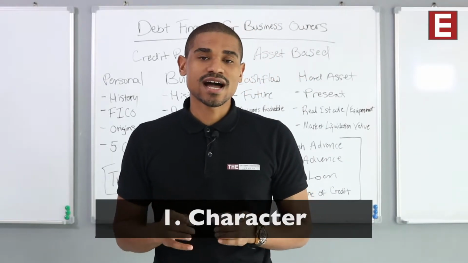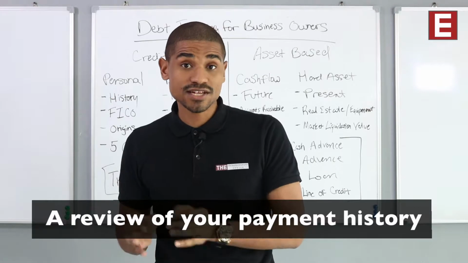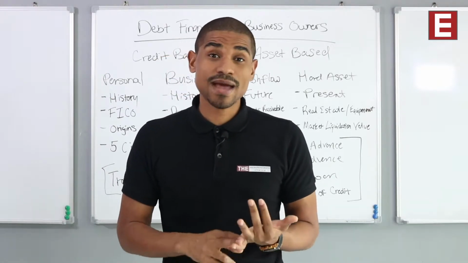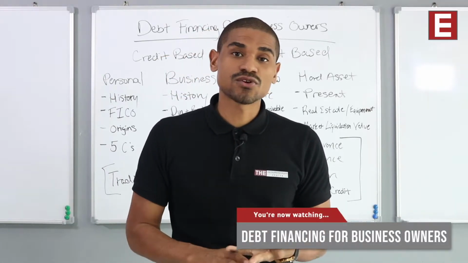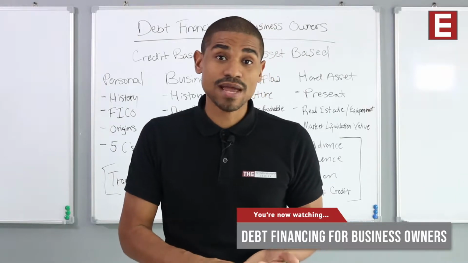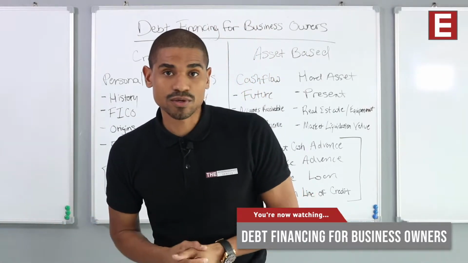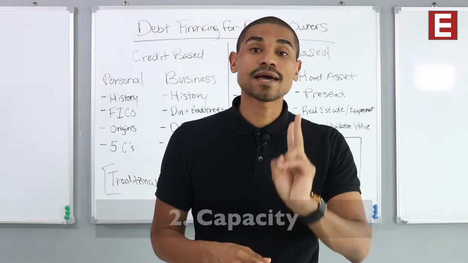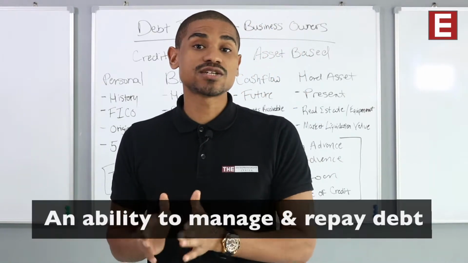That is essentially a review of your payment history, your payment record, right? Have you made past payments on time? How many vendors or suppliers or individuals have you made payments to, and were they also happy with you, right? Number 2 is the capacity. Capacity is your ability to repay.